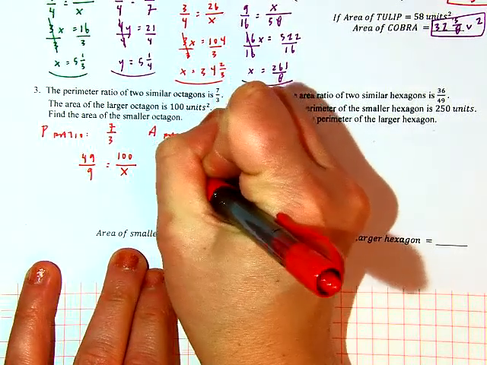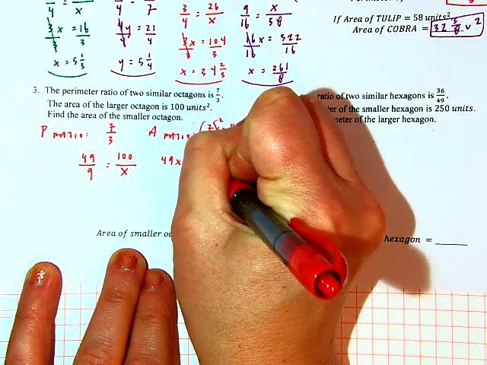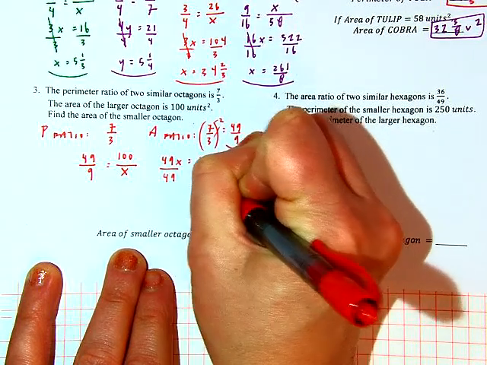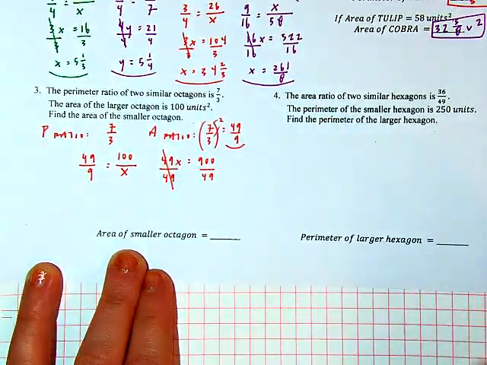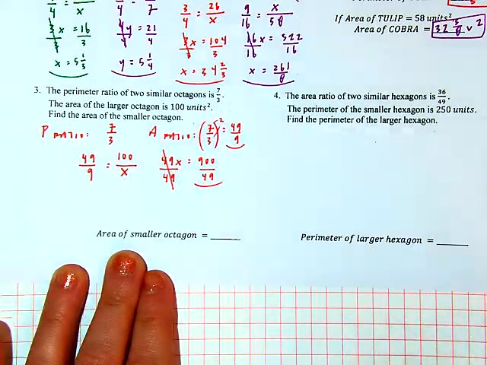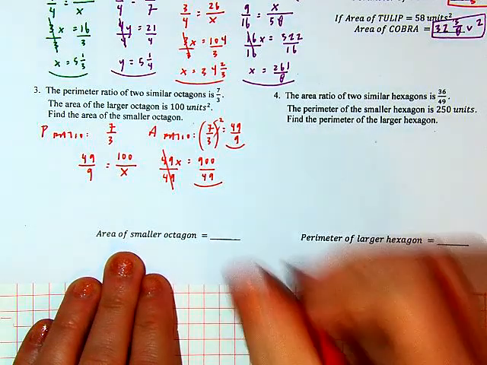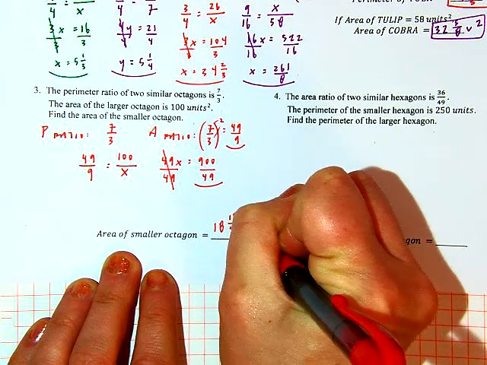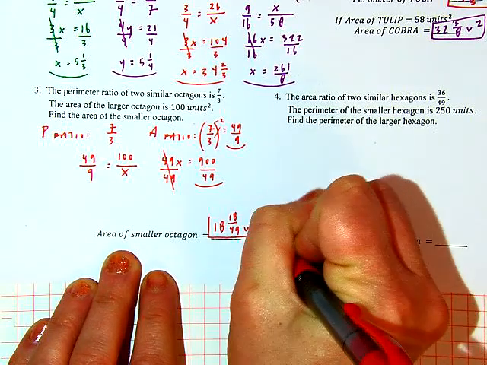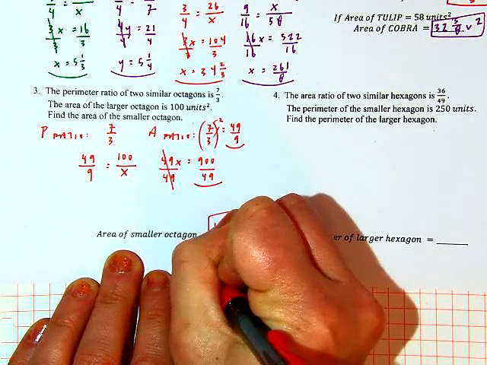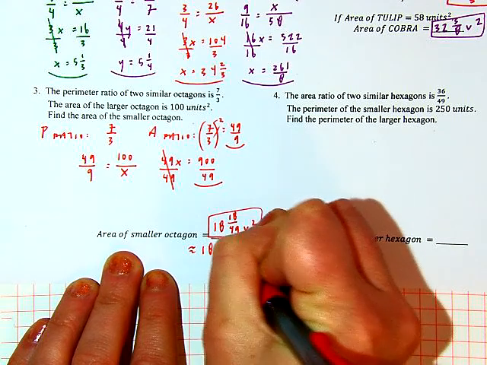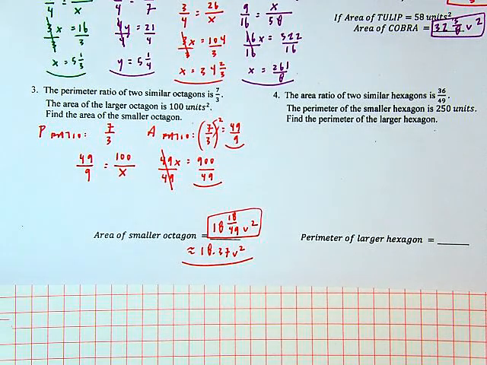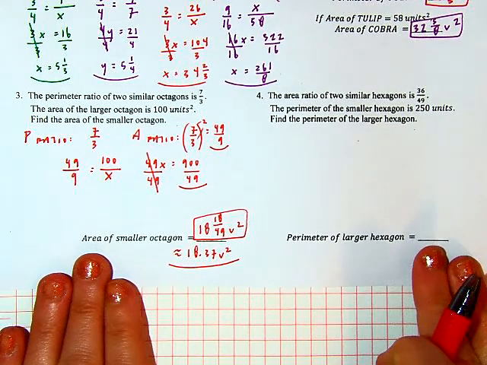So I have 49x equals 900. Divide away the 49. Okay, this would be simplified. But if I make that a mixed fraction, I would say that it's 18 and 18/49 units squared. As a decimal, I could say it's about 18.37 square units. Okay, and then one more problem.